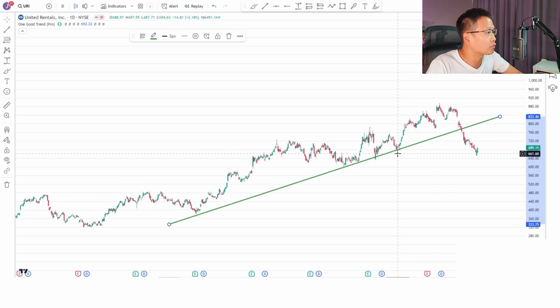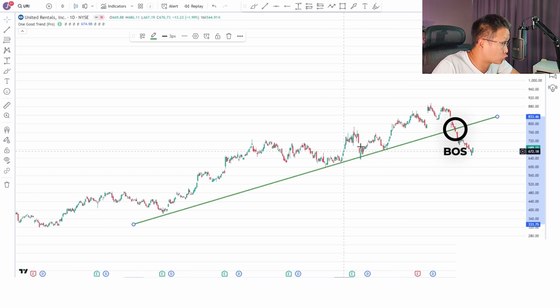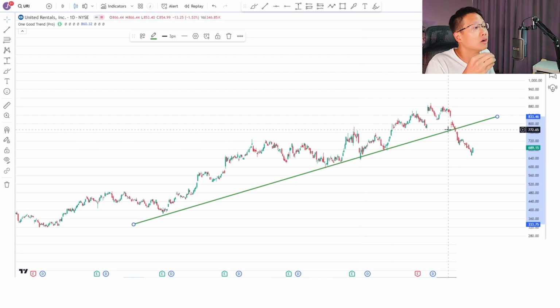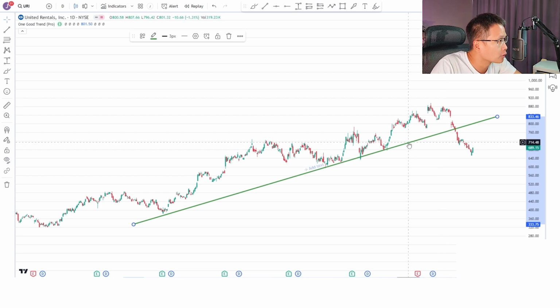So there is something like what we call a break of structure, because all this while we have been rebounding from this channel support line 1, 2, 3, 4, but we went below. So there's a little bit of a break of structure, because there's a few more confirmations that we can look out for, but essentially we are seeing a little bit of weakness because of a break of structure of this particular stock.